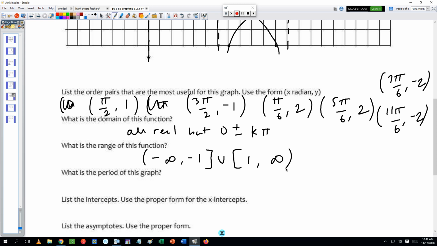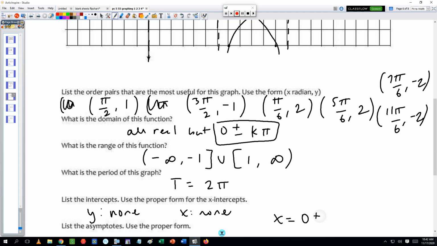What is the period? Just like sine, it'll be 2 pi divided by any b value. There wasn't a b value. List the intercepts. There were no x-intercepts, and the y-axis acted as an asymptote, so we have none for both of these. And the asymptotes right here, and there's your asymptotes.